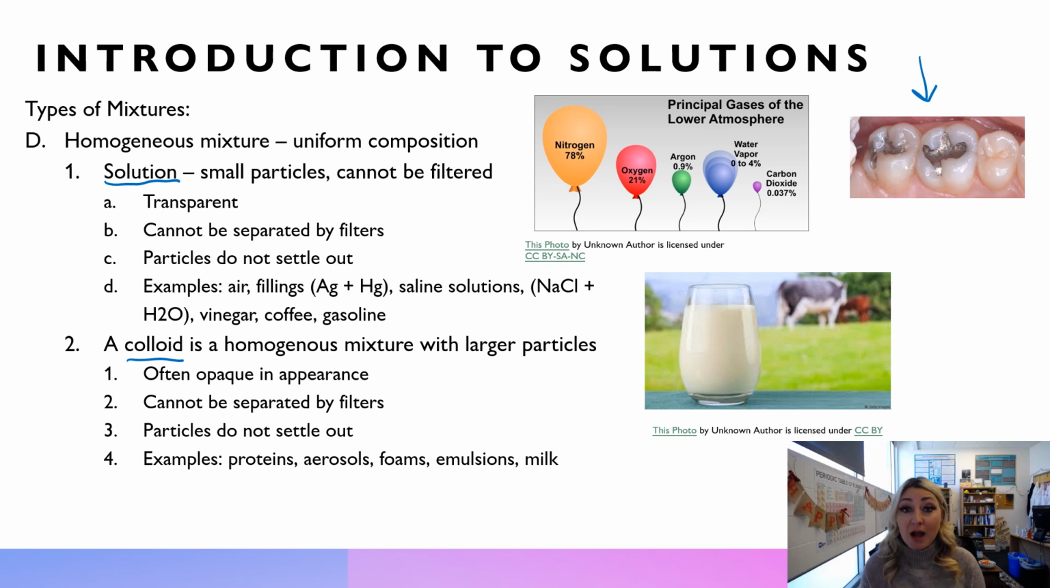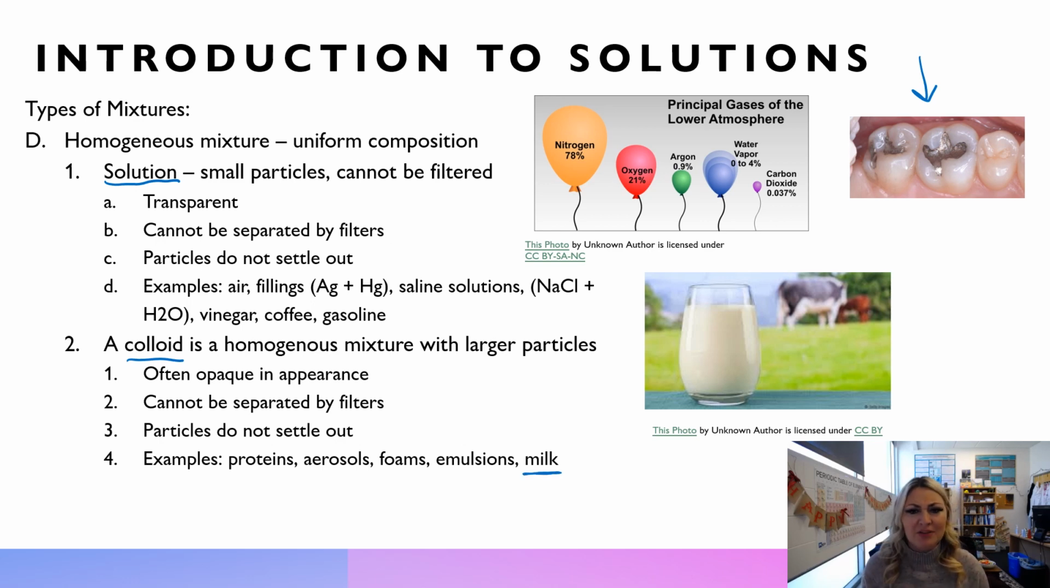Colloids are homogeneous mixtures, but they have larger particles than your solutions. So because these particles are larger, they're often opaque in appearance, so you can't see through them. You can't separate out your solute from your solvent using filters. The particles are still not separating out. And some examples of these would be proteins, aerosols, foams, emulsions.